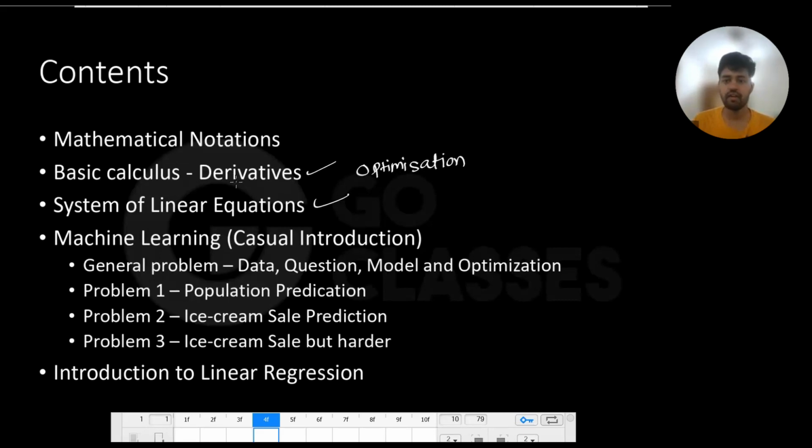And then we'll do a casual introduction to machine learning. And then these are the three problems that we'll discuss today. From these three problems, we will actually start to understand what linear regression is. That is the goal for this slide deck, right? So hopefully we'll complete this today. If not, we can always do it tomorrow. But it's important that the concepts are clear when we move forward.